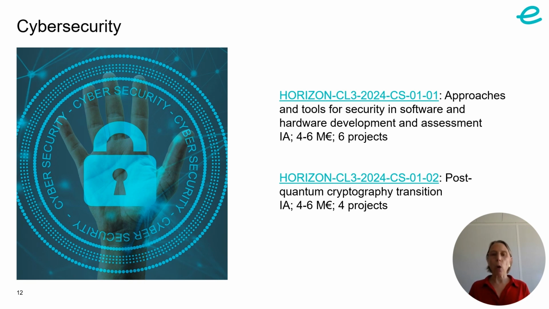And topic 1 is entitled Approaches and Tools for Security in Software and Hardware Development and Assessment. It's an innovation action with 4 to 6 million euro per project, and 6 projects will be funded. Topic 2 is Post-Quantum Cryptography Transition. It's also an innovation action with 4 to 6 million euro per project, and here 4 projects will be funded. Swiss entities are normally eligible for participation in each of these.